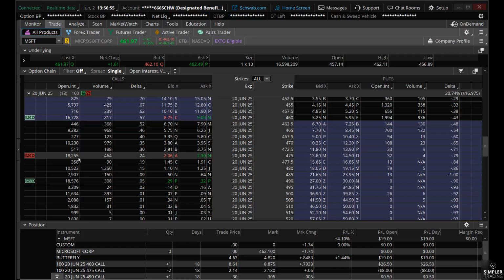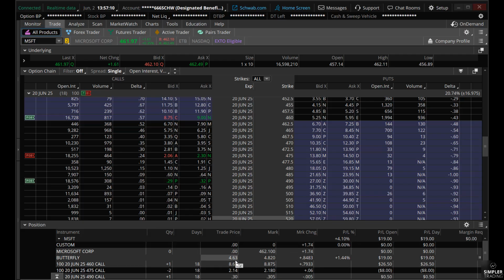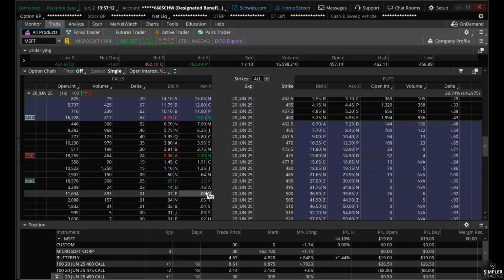I went ahead and set up a butterfly. The first strike is just barely in the money at 460. The next strike is at 475, and then after that 490. That's because this is a $15 wide butterfly. I got in for $4.63. It's already up just slightly, but essentially what I'm trying to do with this is I just want to see it trade above 460 and up into 475. So that's my price target.